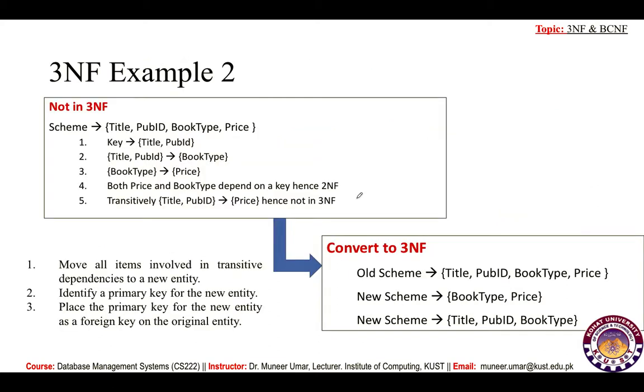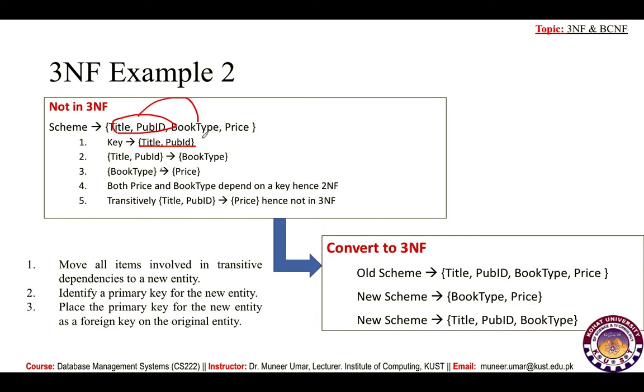Then we have example number 2. Here we have a table having title, publication ID, book type, and price. So the key is title plus publication ID. This is a composite key, and this key is determining the book type.